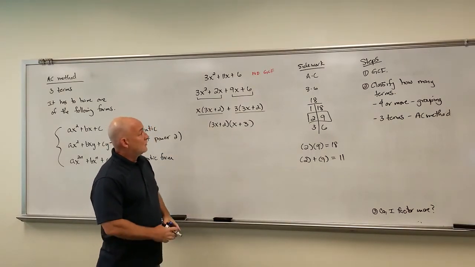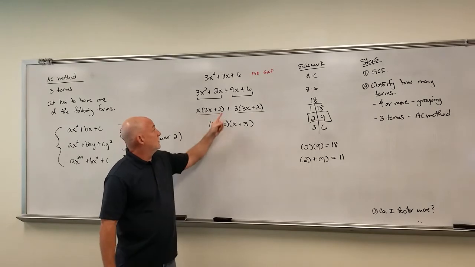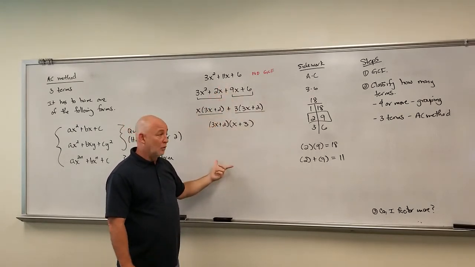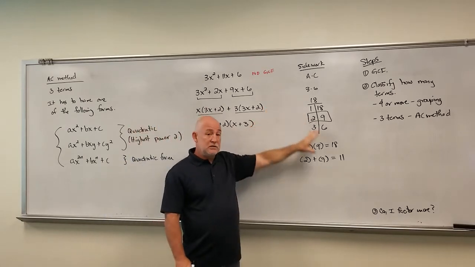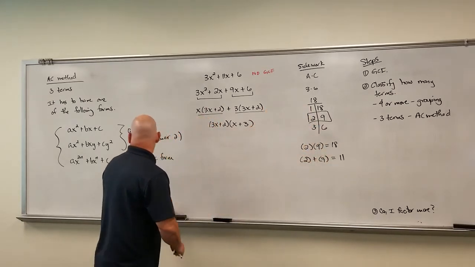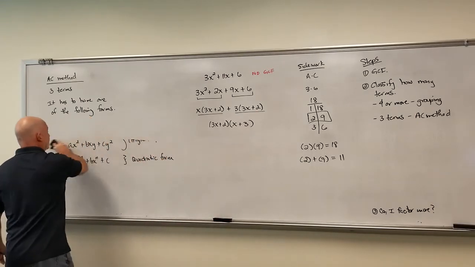So the entire idea for the AC method is to break apart the middle term into 2 pieces, so factoring by grouping will work. The AC part just gives you a clue on how to break apart the middle. All right, let's go back this way and try another one.